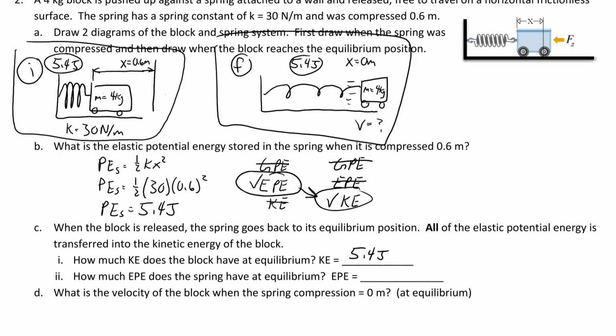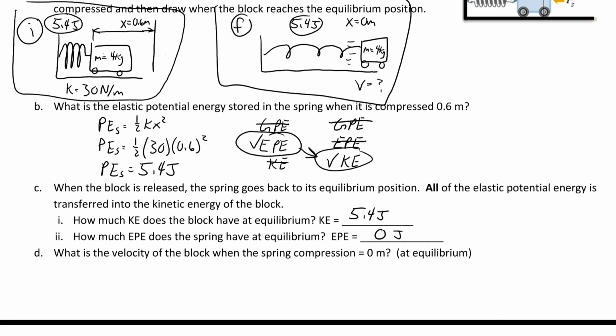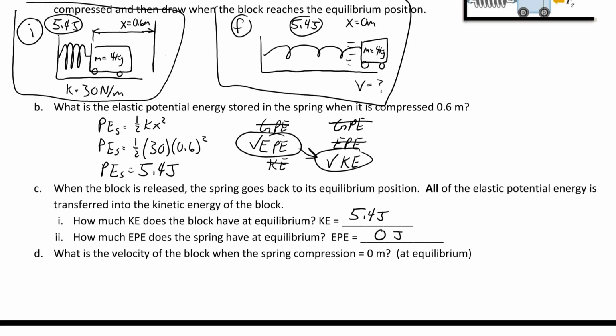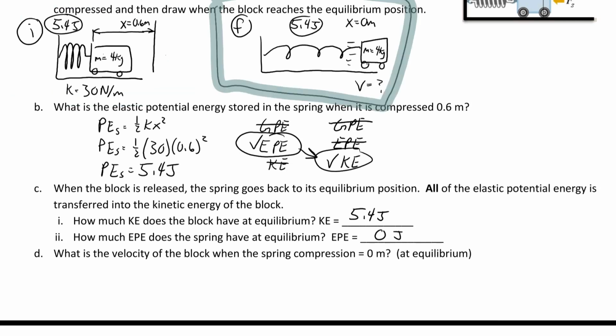So for 2, that's how we figured out that it was 5.4 joules. If this is 5.4 joules, this must also be 5.4 joules, because all of that energy is transferred just from one type to the other. And it says, how much elastic potential energy does it have at equilibrium? Well, it's at equilibrium, so the spring isn't stretched or compressed at all. If we did the calculation again, we'd have to plug in a 0 for x, and we get a potential energy of 0 joules.